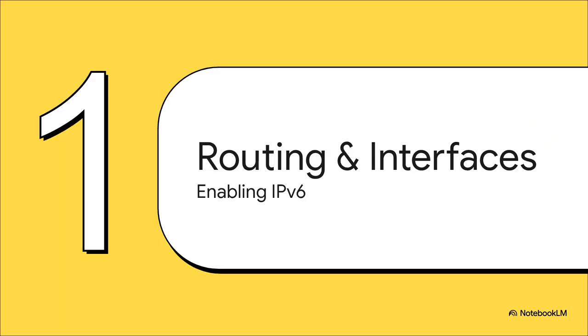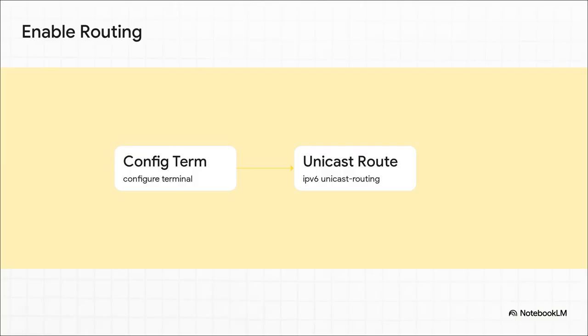Section 1. IPv6 Routing and Interfaces. Okay, let's dive into this. Before we can even think about handing out IP addresses to clients, we really have to get our foundational steps set up on the router. So our absolute first step in global config mode is typing ipv6 unicast-routing.